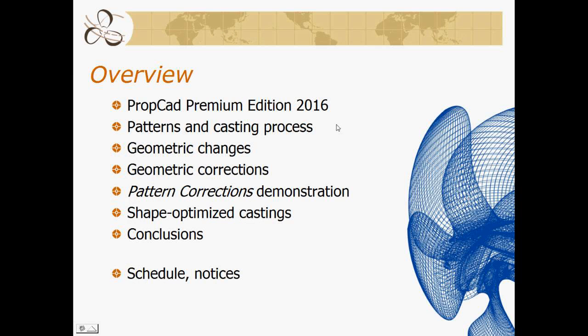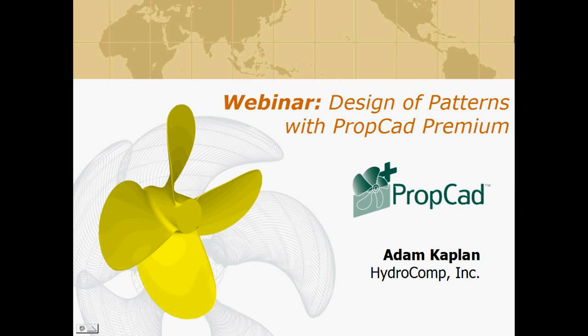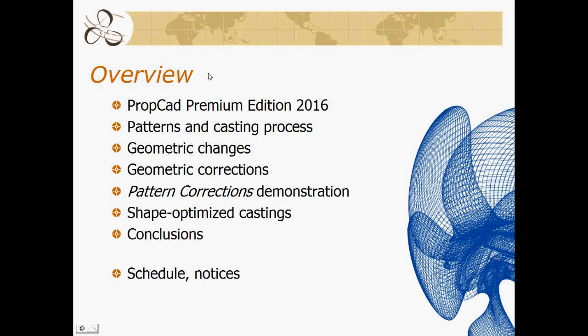We're going to briefly touch on what a pattern is and the casting process. We're going to review the different geometric changes that occur during a casting, and we're going to go through the geometric corrections in order to create a pattern. After that, we're going to do a demonstration within PropCad of the pattern corrections utility, and then we'll do some conclusions and discuss what's coming up in the schedule for HydroComp.